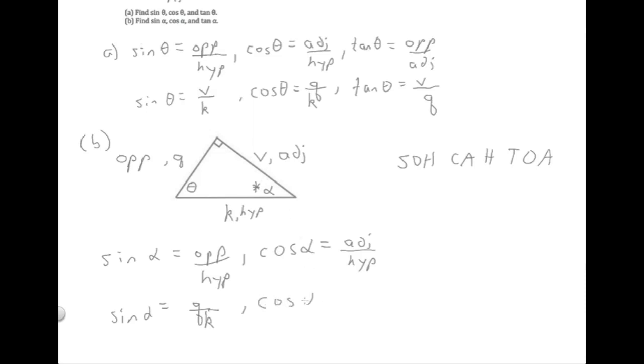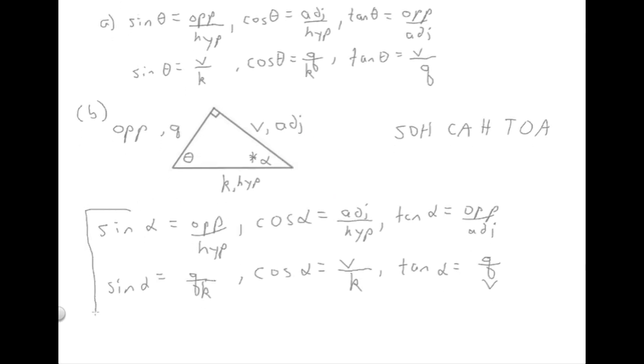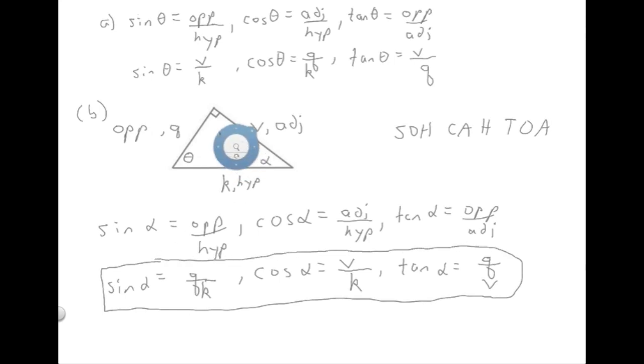Cosine, now we're taking the cosine of alpha. Now the adjacent side is V, and the hypotenuse is K. And for tangent, TOA. Tangent is opposite over adjacent. So that's Q over V. So we have our answers.